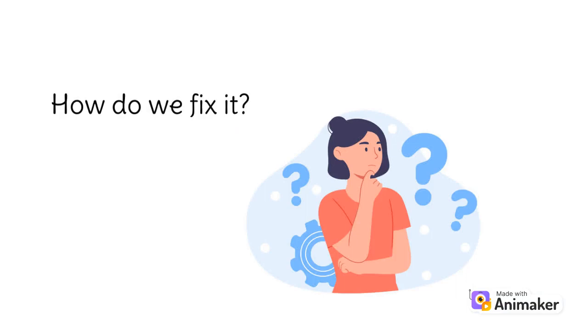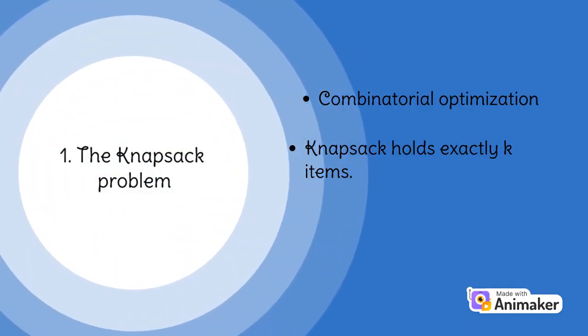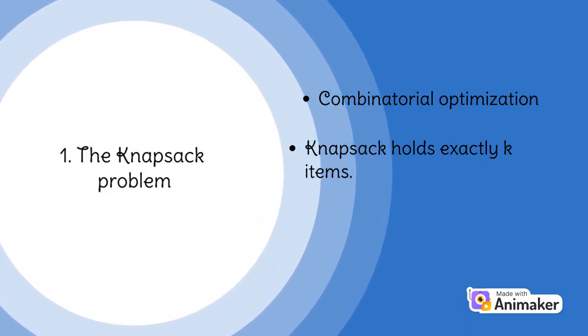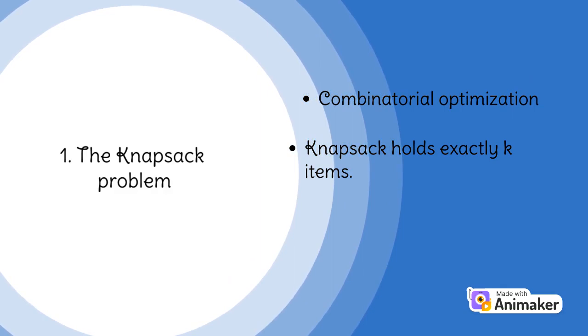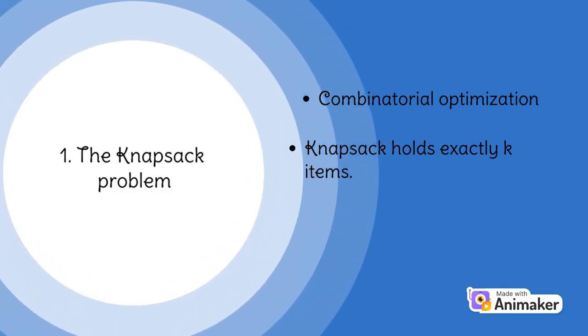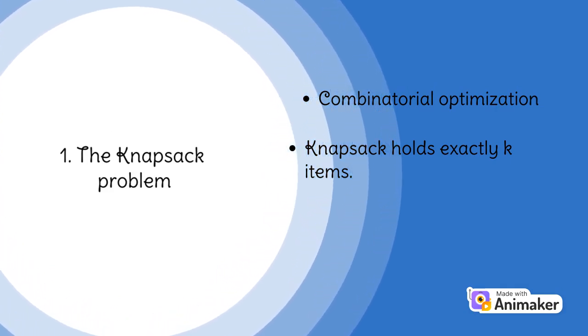How do we fix it? Well, Steven came up with some striking ideas. He used 3 main ideas to better the performance and hopefully reduce the time complexity, which were the knapsack problem, the two-table, and binary search. The knapsack problem is a problem in combinatorial optimization. Given a set of items, each with a weight and a value, determine the number of each item to include in a collection so that the total weight is less than or equal to a given limit and the total value is as large as possible.